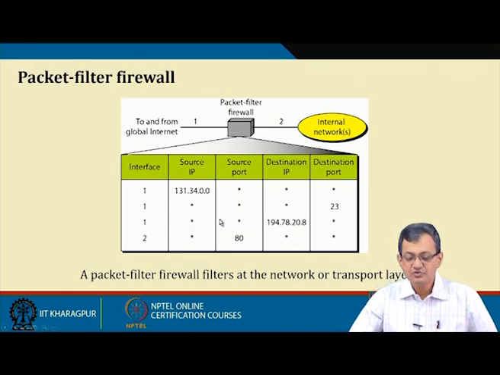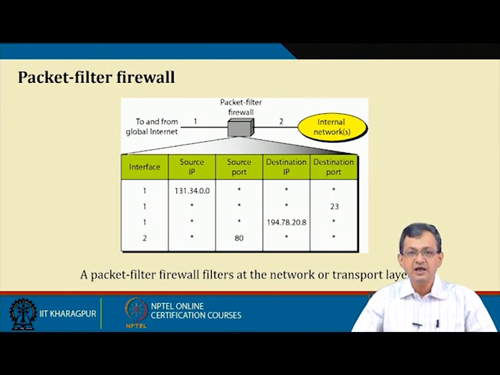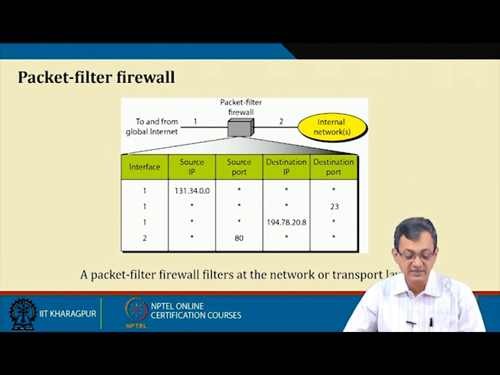If we see that there are two interfaces of a particular packet filter firewall, this may be the rule: any source IP, anything is allowed, or anything coming from this is allowed or blocked. Whichever way, it is allow or block. Or anything coming for destination port 23 is blocked, anything coming for source port... So, let us see that this is the allow list.